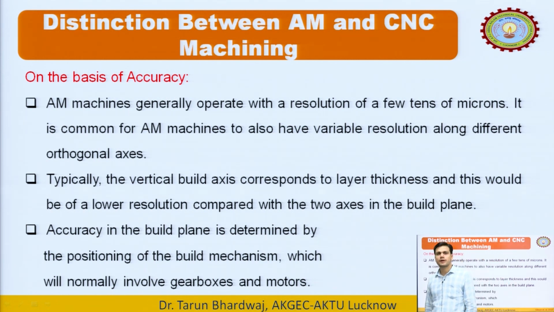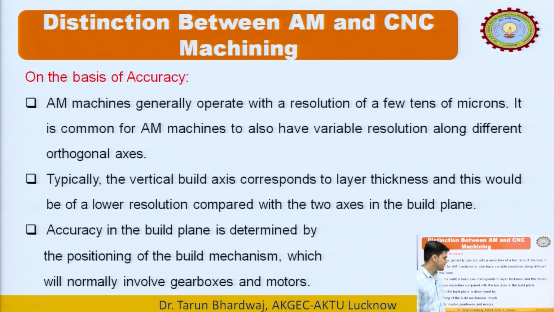machine generally operate with a resolution of a few tenths of a micron. Okay, and it is common for the AM machine to also have a variable resolution along the different orthogonal axes. बेसिकली हम लोग इसमें वर्टिकल एक्सिस जो होती है हमारी, उसको हम लोग लेयर थिकनेस नाम देते हैं, एंड दिस वुड बी द लोअर रिजोल्यूशन दैट इज कंपेयर्ड विद द टू एक्सिस इन द बिल्ड प्लेन. अगर हम लोग तीनों प्लेन की बात करें तो तीनों प्लेन में जो हमारी वर्टिकल एक्सिस है वो ही बेसिकली इसका रिजोल्यूशन सेट करती है.